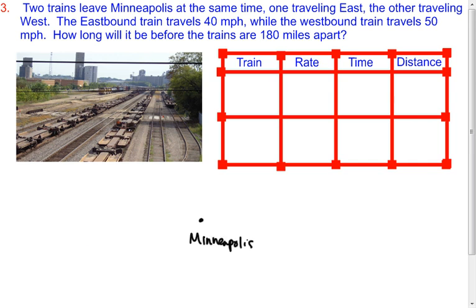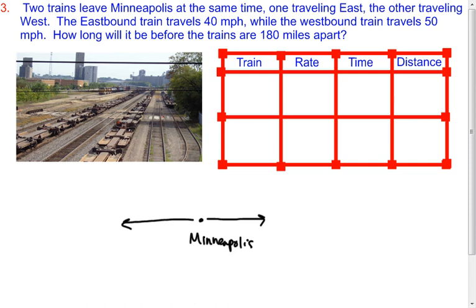So here's Minneapolis. We've got one train that heads east, so it's going this way, and one train that heads west, so going this way. Okay? The eastbound train travels 40 miles an hour. I don't know how far they're going to get, but I know they're going to travel 40 miles an hour. The westbound train travels 50 miles an hour, so the westbound train is traveling a little bit faster.